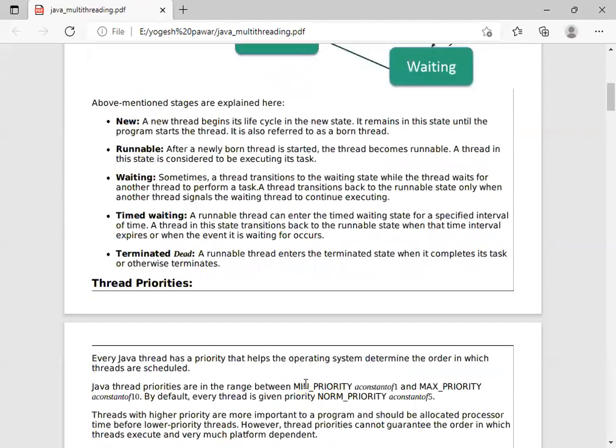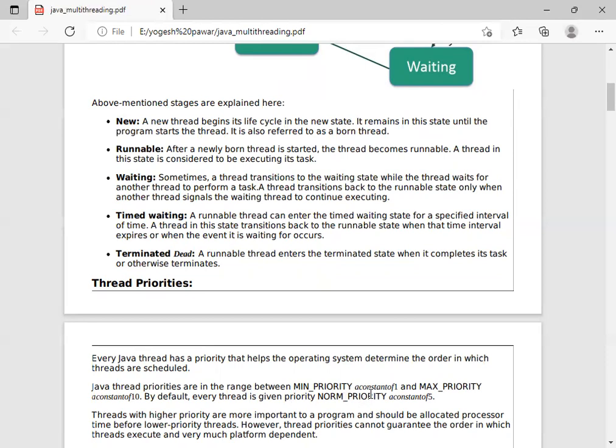Okay, so now we will see the priorities of the thread. Every Java thread has a priority that helps the operating system determine the order in which the threads are scheduled. So every thread in Java is provided with some priority. The highest priority threads always get executed faster as compared to the lowest priorities. The Java thread priorities are in the range between minimum priority and maximum priority. Okay, so 1 to 10. By default, every thread is given the normal priority.